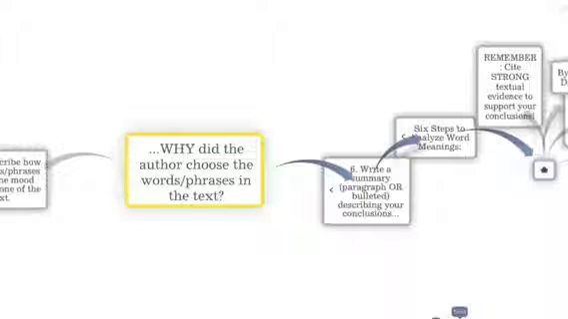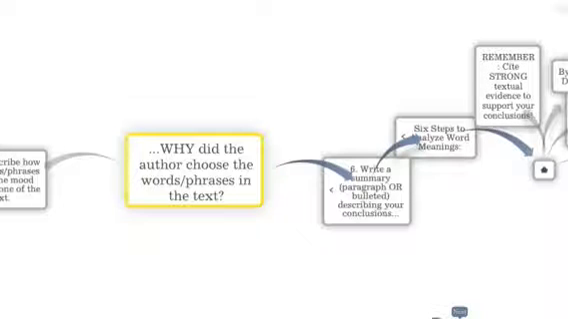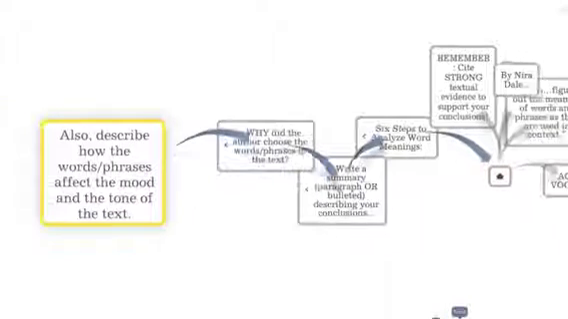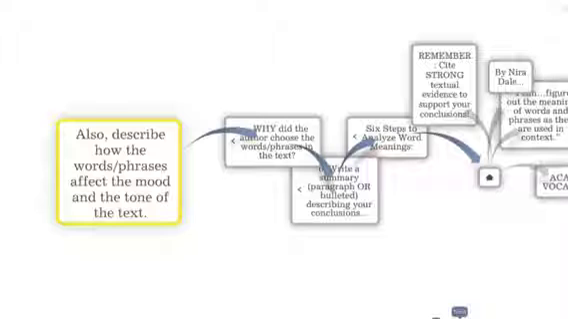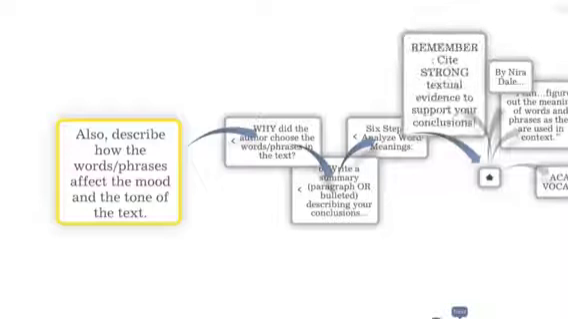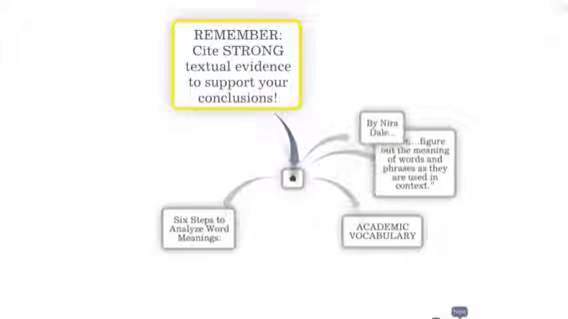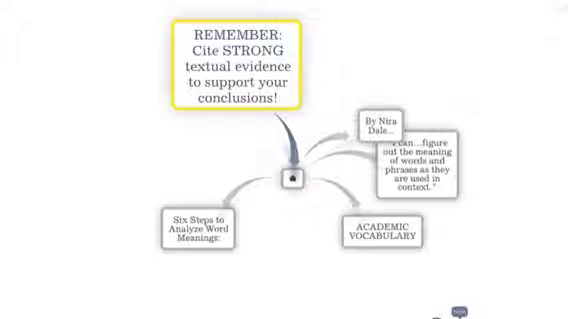As you do this, ask yourself, why did the author choose these words? How does this develop the plot or connect to the plot in the central message? And describe how the words and phrases even affect the mood and the tone of the text. And most importantly, always cite strong textual evidence to support your conclusions.